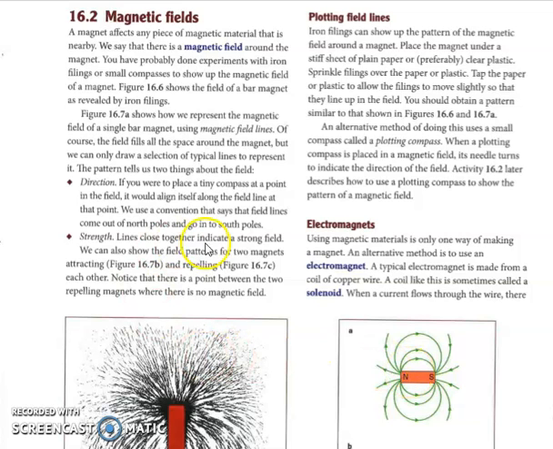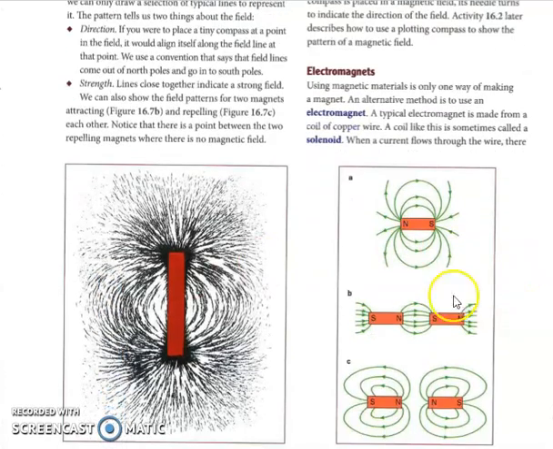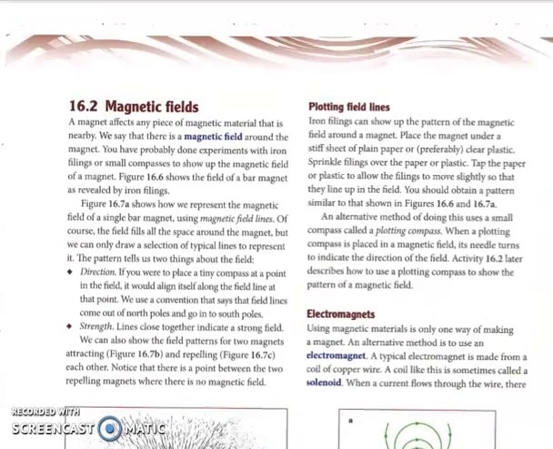We can also show the field patterns of two magnets, that is attracting and repelling. This is attracting. When we place two bar magnets like this in an attracting position, the magnetic field lines will be moving from north to south. Repelling means like this, so in between there will be no magnetic field in the repel position. Notice that there is a point between two repelling magnets where there is no magnetic field. Because it is repelled, there is no magnetic field in between them. That's the reason why they are repelling.